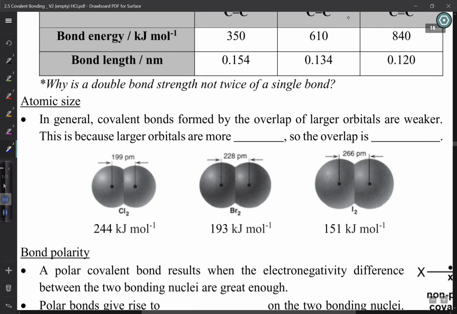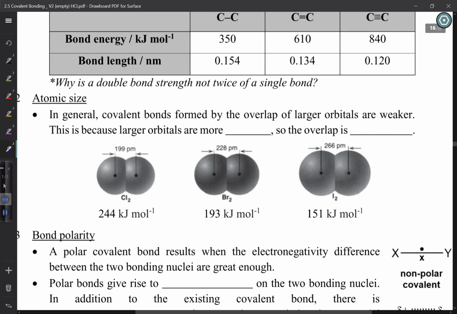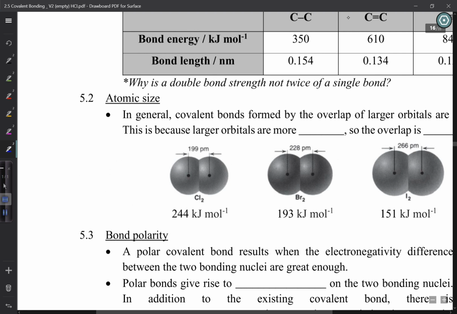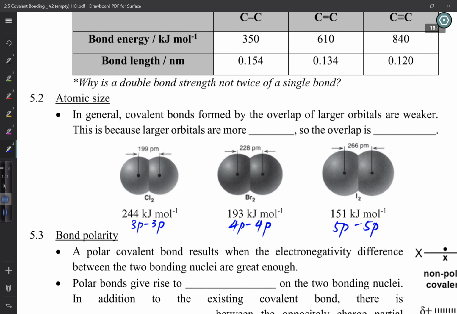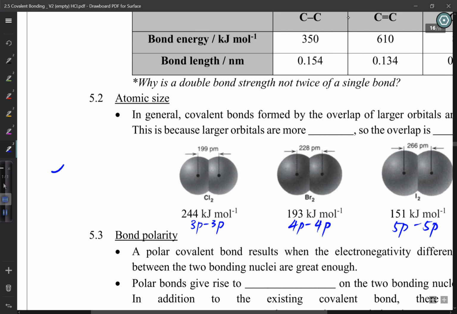So why is it so? That's because when you move down the group, the orbitals get larger, in other words the bond length increases. For chlorine, this bond is formed by 3p, 3p orbital overlap, whereas for bromine it is formed by 4p, 4p overlap, and for iodine by 5p, 5p orbital overlap. Now we already learned in atomic structure that as we go down the group, the p orbitals get larger, right? So for chlorine you have something like this, whereas for iodine you have something like this.